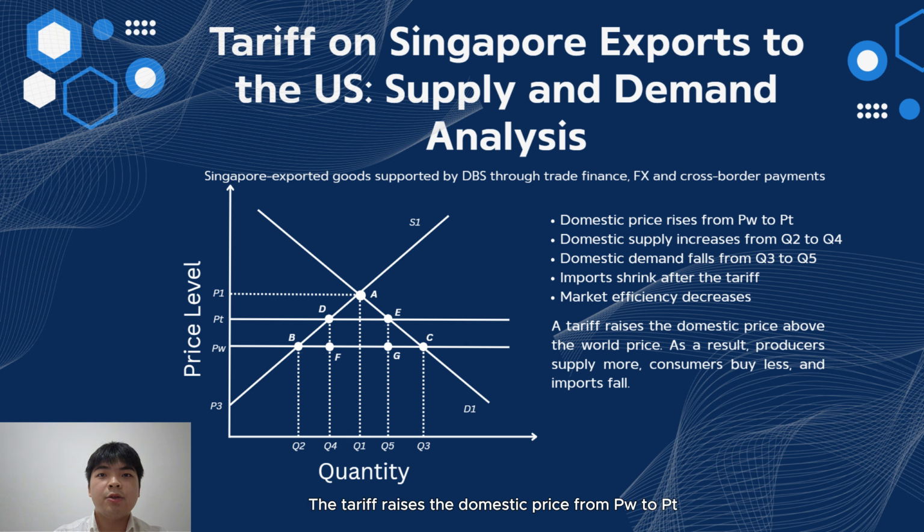The tariff raises the domestic price from PW to PT. As a result, domestic supply increases from Q2 to Q4, while domestic demand falls from Q3 to Q5. This means that imports shrink after the tariff and market efficiency decreases. In short, a tariff raises prices, reduces trade, and creates inefficiency in the market.